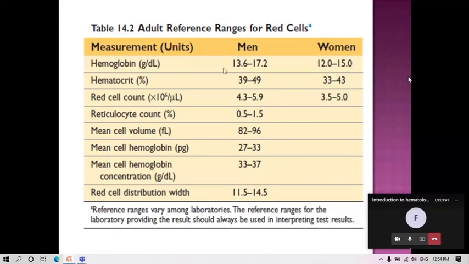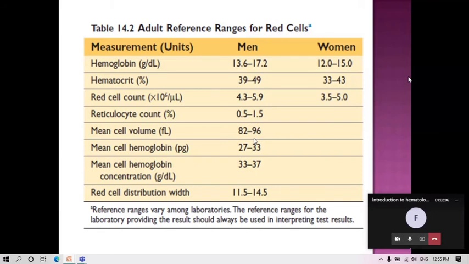Hemoglobin concentration in men is around 13 to 17, and in women it is 12 to 15. So this is about hematocrit. Red cell count is 4.3 to 5.9, and in women it is 3.5 to 5. Retic count, you should remember, this table has been taken from Robbins. As per this book, the retic count normal range is 0.5 to 1.5, MCV is 82 to 96, MCH is 27 to 33, and MCHC is 33 to 37. And red cell distribution width normal is 11.5 to 14.5.